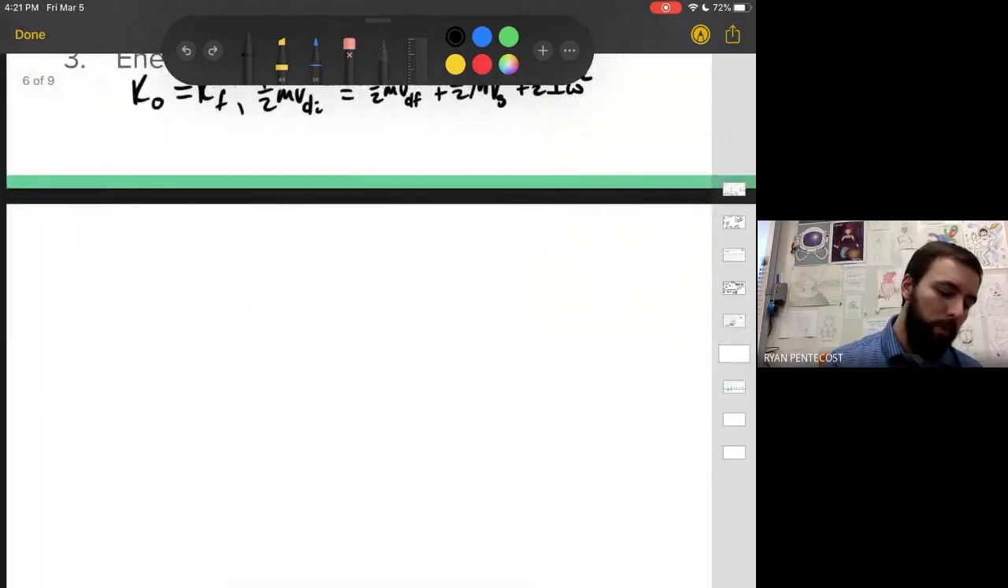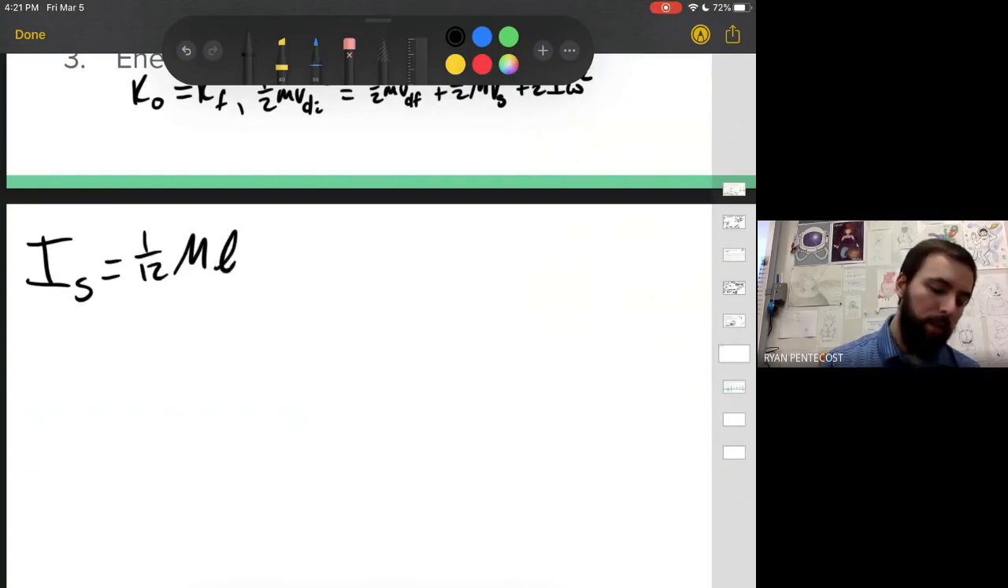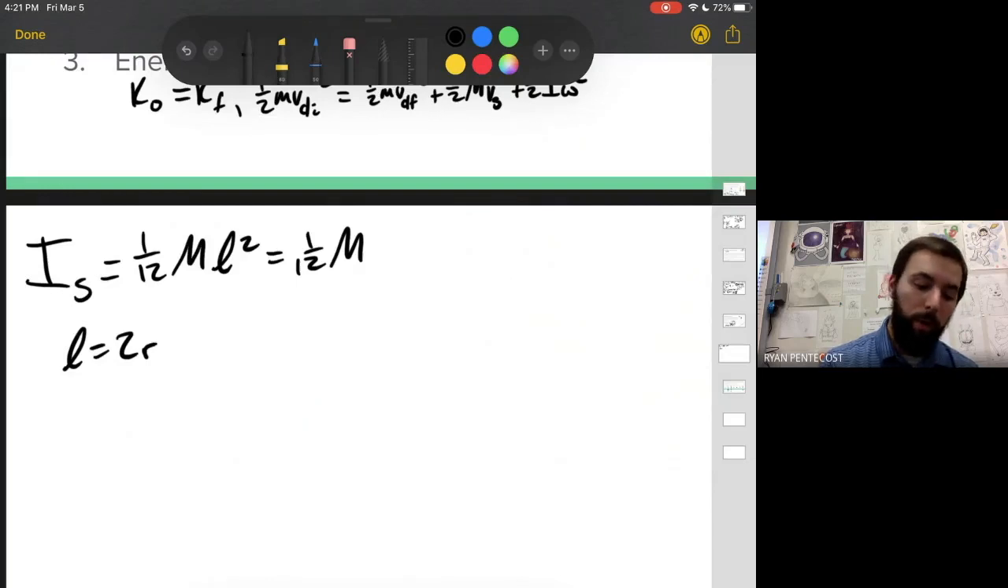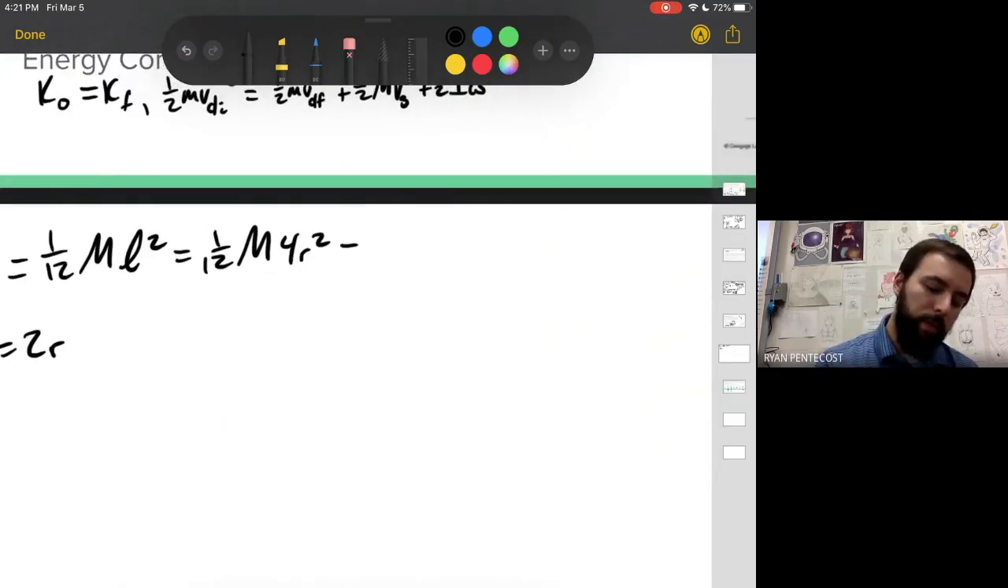So we do know that the moment of inertia of a stick rotating about its center of mass is 1/12 mass times its length squared. And the length of the stick is 2 times the radius of the stick. So we could say that this would be 1/12 mass times 2r squared, which would be 4r squared, right? 2r quantity squared would be 4r squared. This comes out to 1/3 big mass times its radius squared.